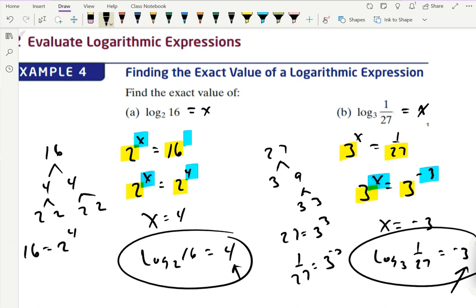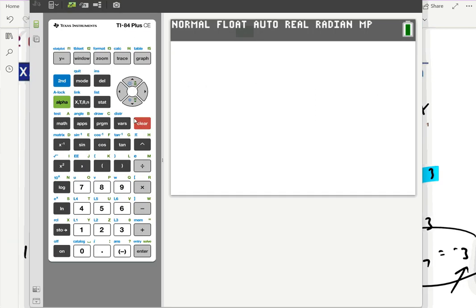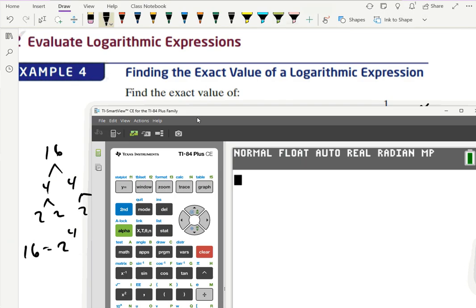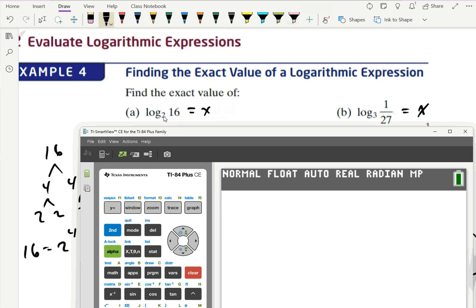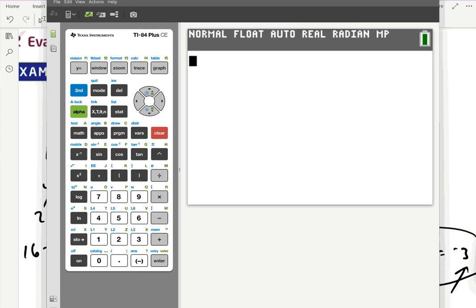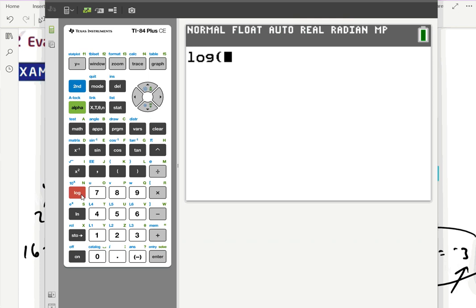Now, sometimes people ask, can I do this in the calculator? And the answer is yes. Let me go ahead and show you the calculator and how we can do these. So we wanted the logarithm, okay? Let's see, the logarithm of 16 base 2, okay? So if I just go up here in my calculator and hit log, I don't see a base value here. So let me clear this out.